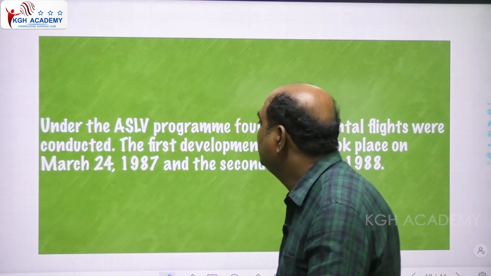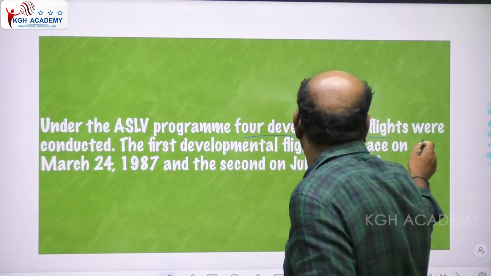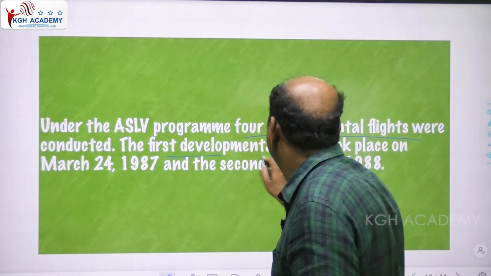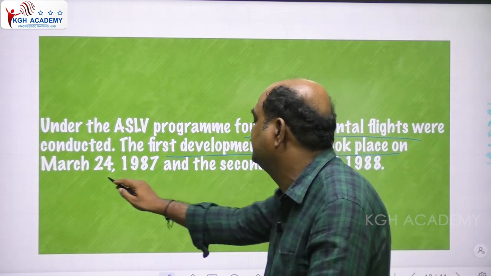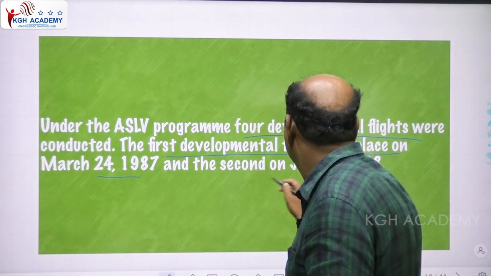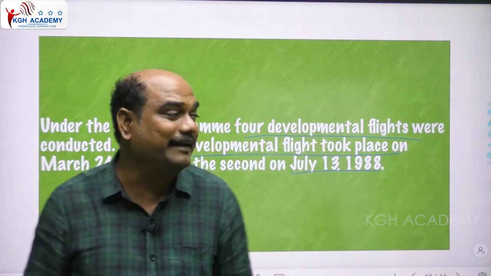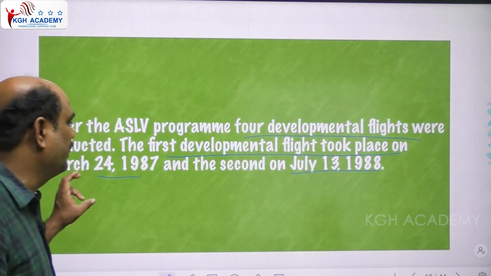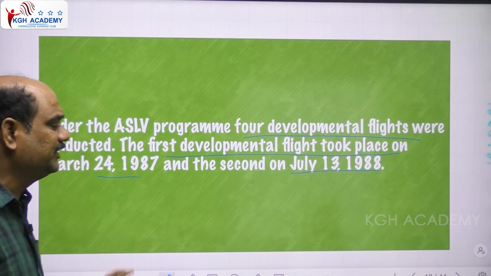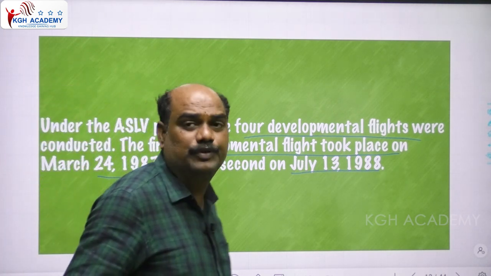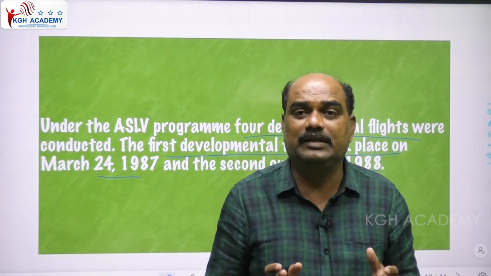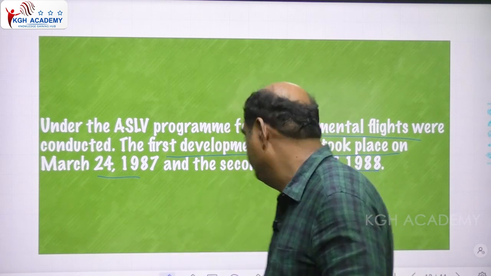That is very important. Under the ASLV program, 4 developmental flights were conducted. The first developmental flight took place on March 24th, 1987, and the second on July 13th, 1988. So these are the main important features about the ASLV. So SLV, ASLV, and then we'll move on to the PSLV.